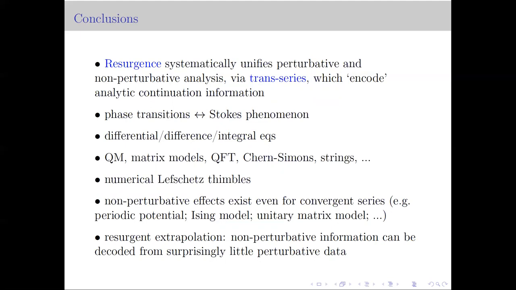And the transitions from these different regions are really examples of the Stokes phenomenon of interchange of saddles. And all of this is completely proven for finite dimensional differential equations of any order, nonlinear and linear, also difference equations and integral equations. And at the moment, there are what I would call not really mathematical proofs, but lots of circumstantial evidence and explicit examples in the realm of quantum mechanics, matrix models, some quantum field theories.